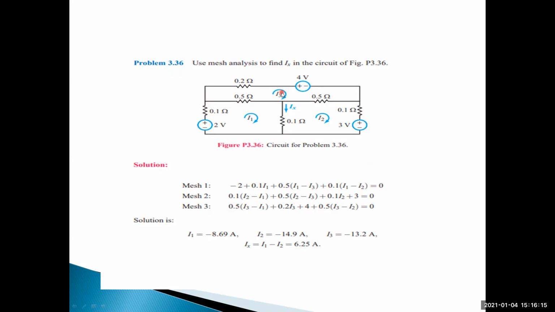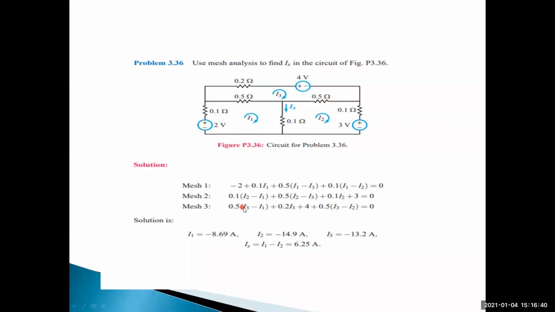There are no super mesh equations because there is no source between two meshes. A single source is not connected. Here, between these two meshes, there is no current source. That's why there is no super mesh equation. And here also, there is no super mesh concept. And mesh 3.